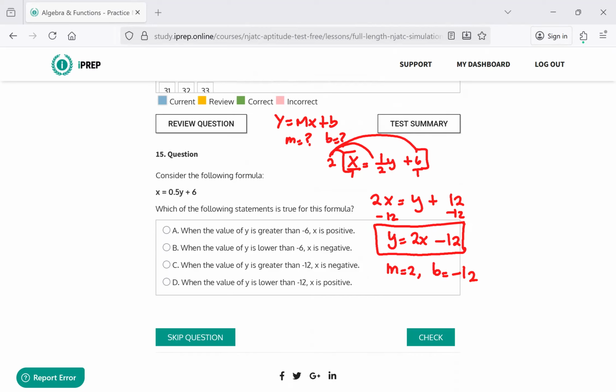So we already have the y-intercept. Our b is the y-intercept. So my y-intercept is negative 12. Or you could write it as a coordinate as 0, comma negative 12, right?